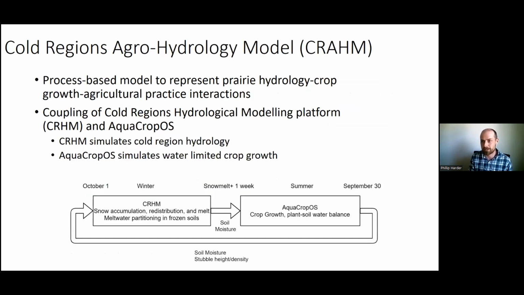So this is where we've been developing the process-based ag model. I'm calling it the Cold Regions Agrohydrology Model, CRAM, because everything needs an acronym. And this is basically a coupling of the Cold Regions Hydrological Model, which simulates cold region hydrology, snow processes specifically, and frozen soil infiltration, with AquaCrop-OS, which is a water-limited crop growth system. So we can set it up in a loose way and pass things back and forth and start simulating things like stubble height impacts on yield in summertime.